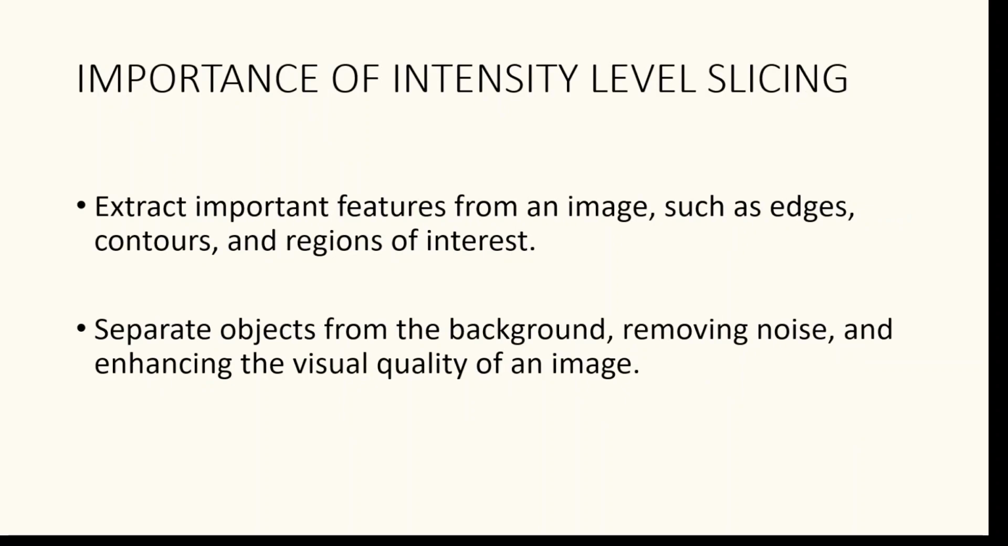Now, intensity slicing works by selecting a threshold value, which is a cutoff value that separates the pixels with high intensity value from those with low intensity value. All pixels with intensity value above the threshold value are assigned to one region, while all pixels with intensity value below the threshold are assigned to another region. This process effectively divides the image into two regions, one with high intensity value and one with low intensity value.